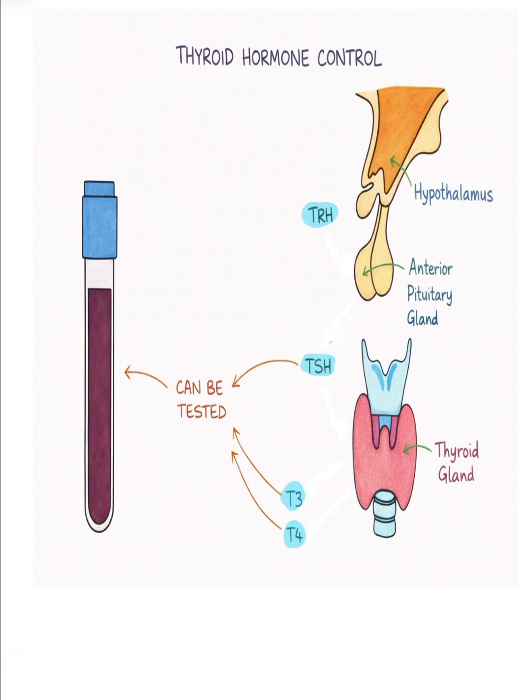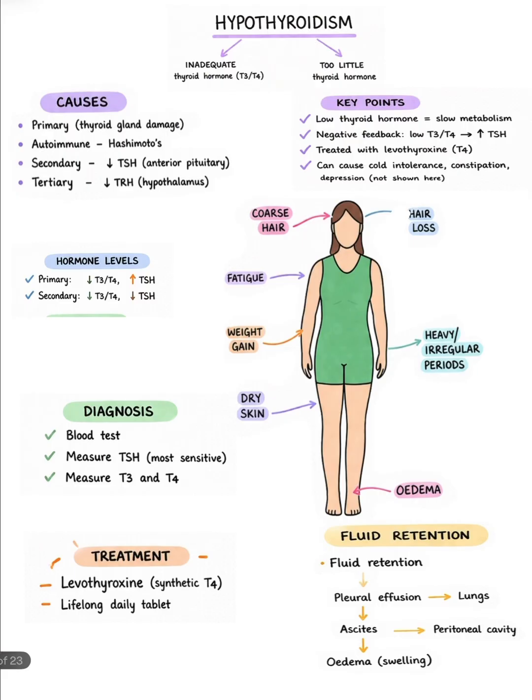We assess thyroid function using blood tests. The key markers we look at are TSH, T3, and T4. These help us determine whether the thyroid is underactive or overactive. Hypothyroidism refers to low levels of thyroid hormones.